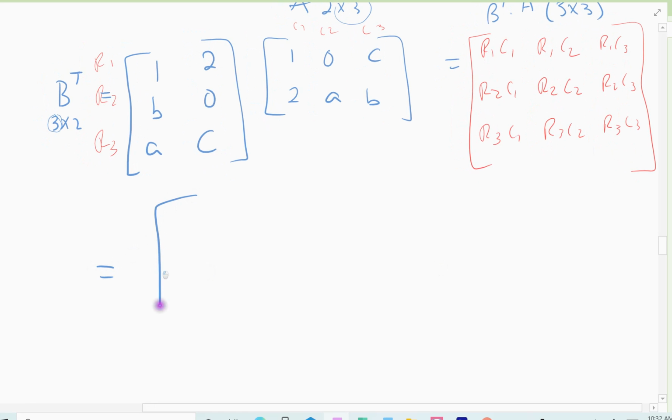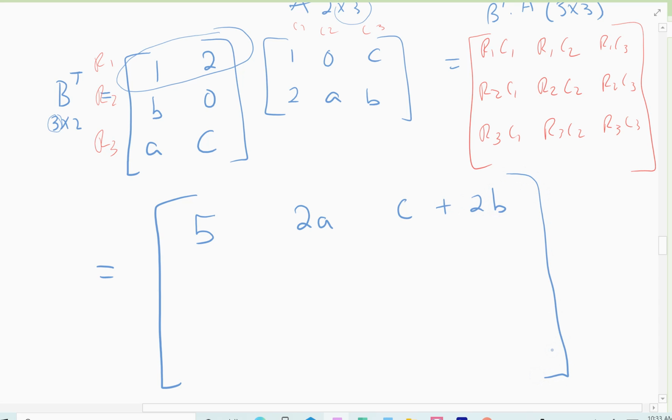All right, so again, I like to circle the one I'm working with. So there's my row 1. I'm going to multiply by each one of those. So 1 times 1 is 1. Plus 2 times 2 is 4, so 1 plus 4 gives me out 5. 1 times 0 is 0, and then I'm going to get 0 plus 2a, which is just 2a. And then 1 times c, which is c, plus 2b. And there is my first set of numbers. Alright, so I'm done with row 1.